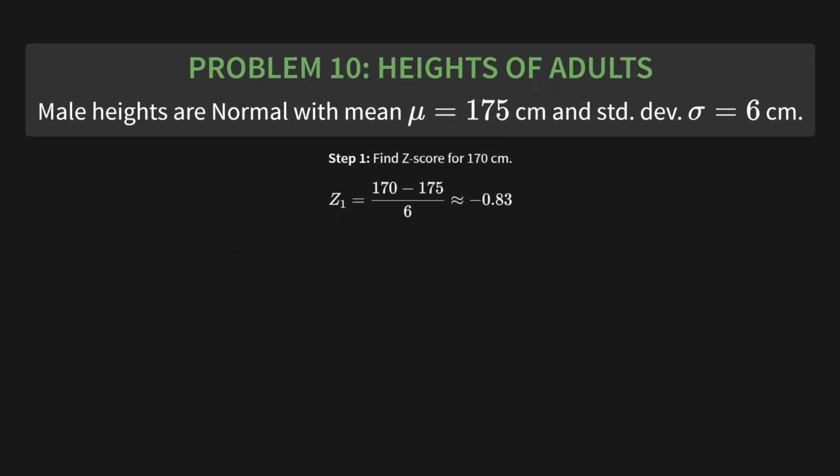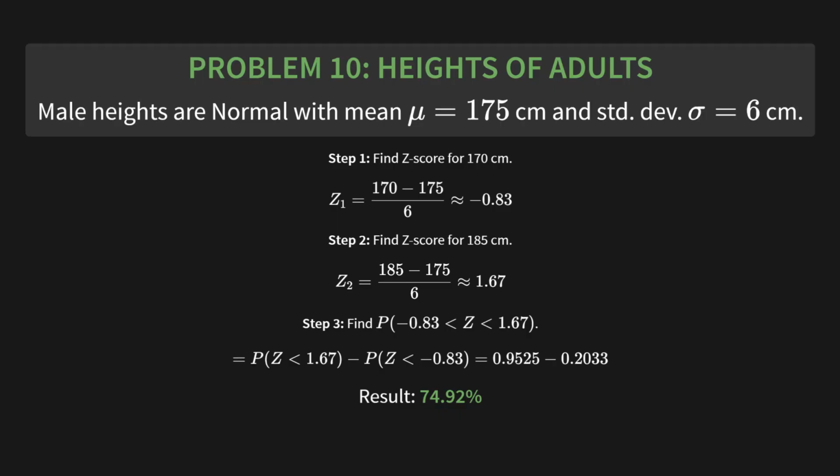Step 1. Find the z-score for 170 centimeters. The formula is value minus mean divided by standard deviation. So 170 minus 175 divided by 6. That gives us approximately negative 0.83. Step 2. Find the z-score for 185 centimeters. That's 185 minus 175 divided by 6, which is about 1.67.